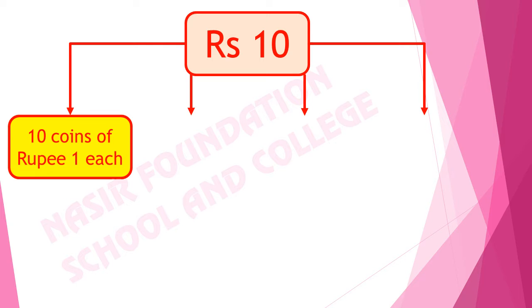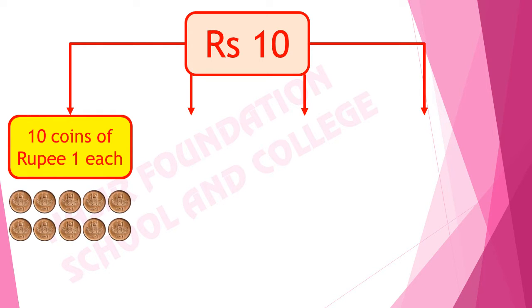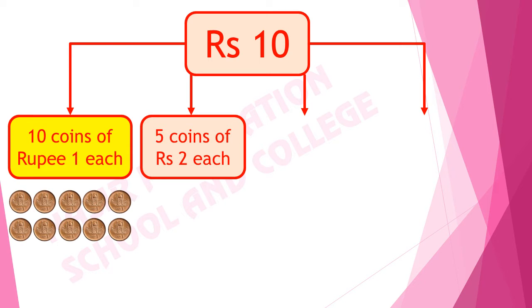10 coins of rupee 1 each. If we have 10 coins of rupee 1 each, it makes 10. Here is another way for having rupee 10. If we have 5 coins of rupee 2 each, we get 10 rupees.